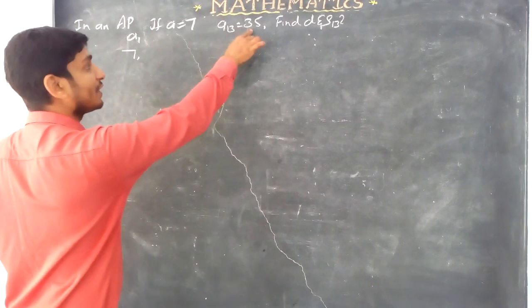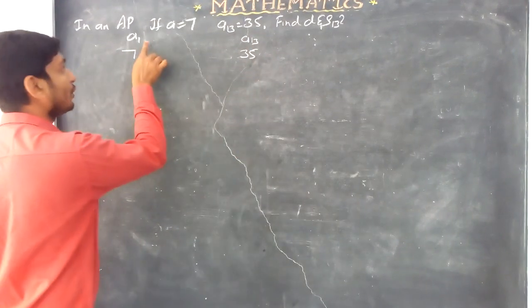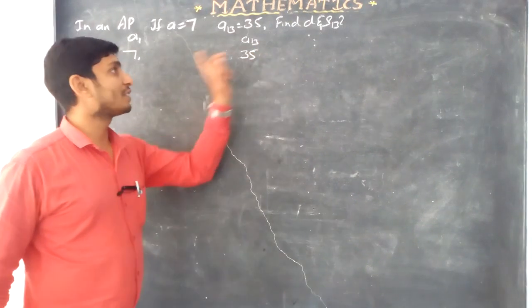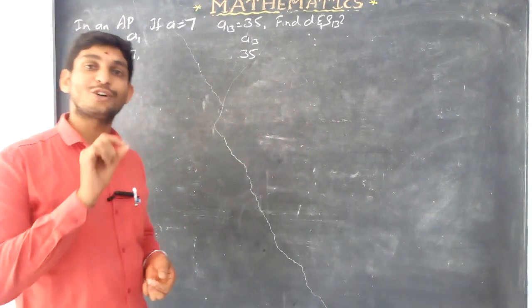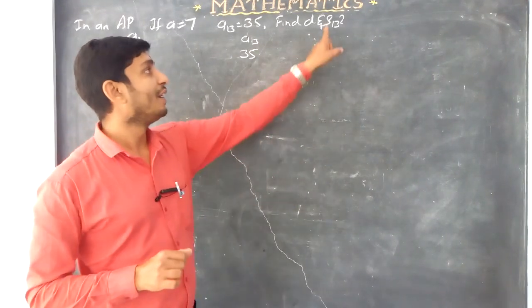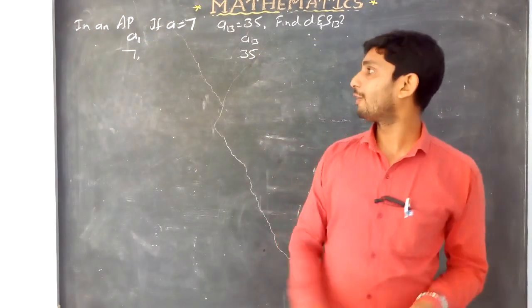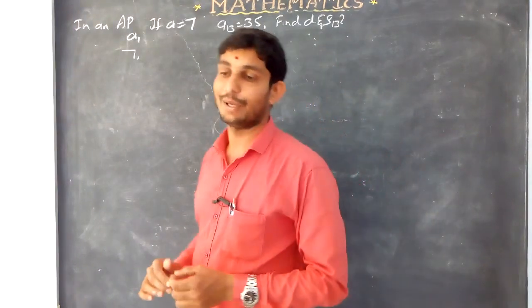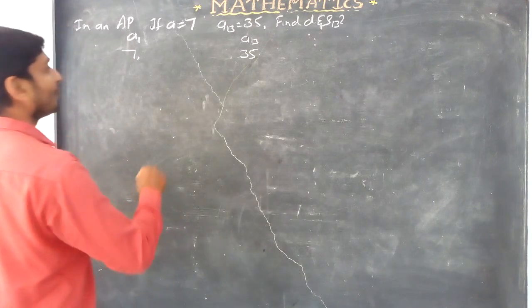And the 13th term is 35. The 13th term is given. That means a2 is not known, a3 is not known, a4 is not known, a13 is given. The 13th term is 35. We have to find d, that means the common difference of that AP. S13 means the sum of 13 terms. That means if we add from here to here, what sum comes, we have to find. Hope you understand the problem. What do we have to find now?